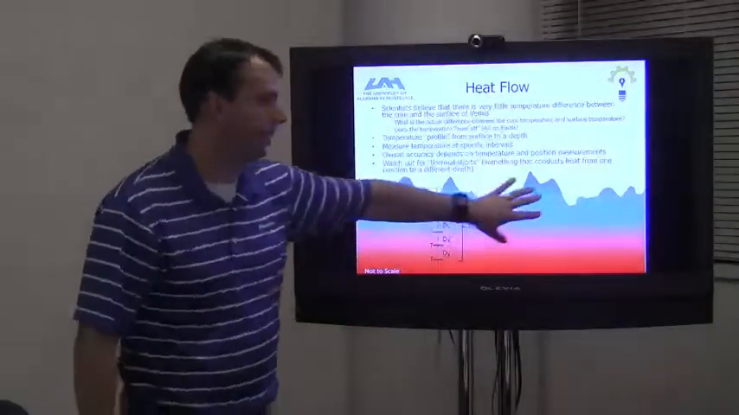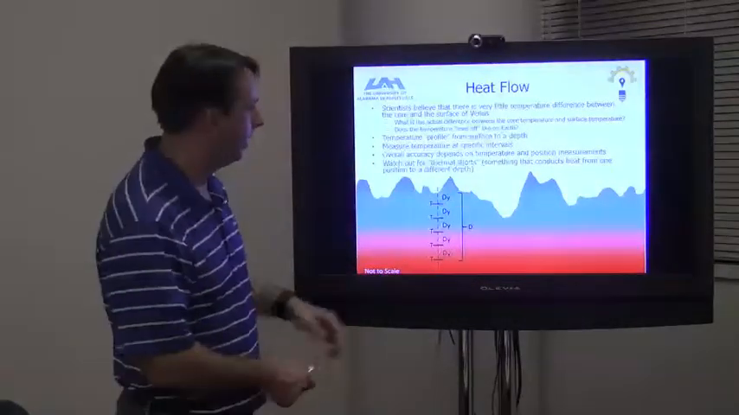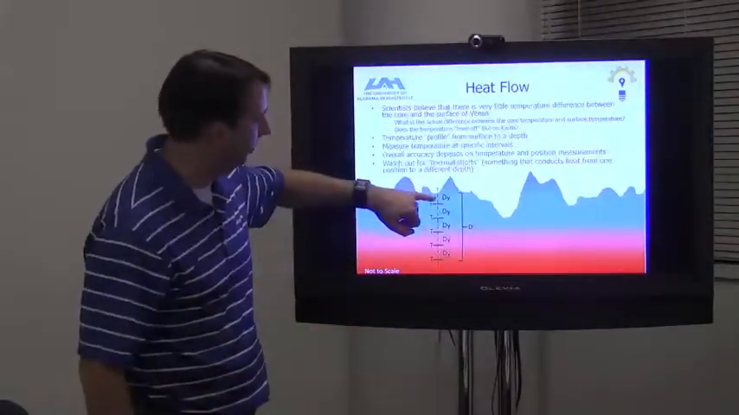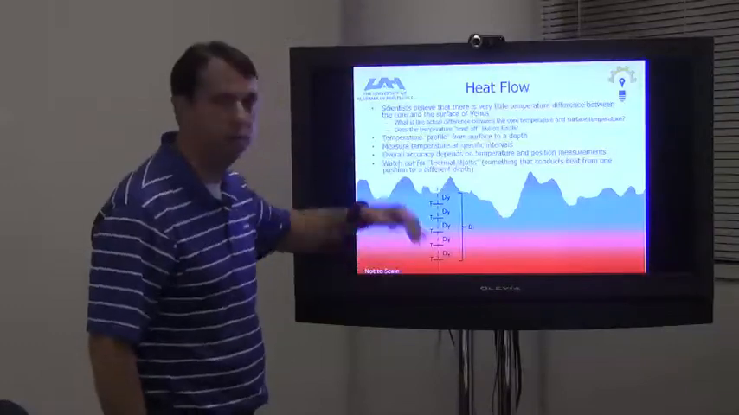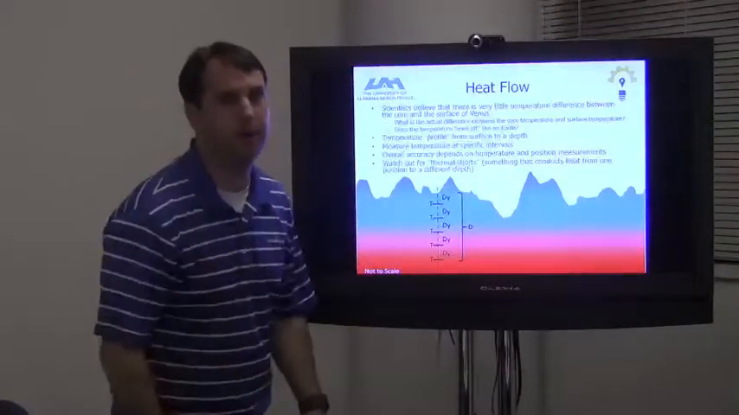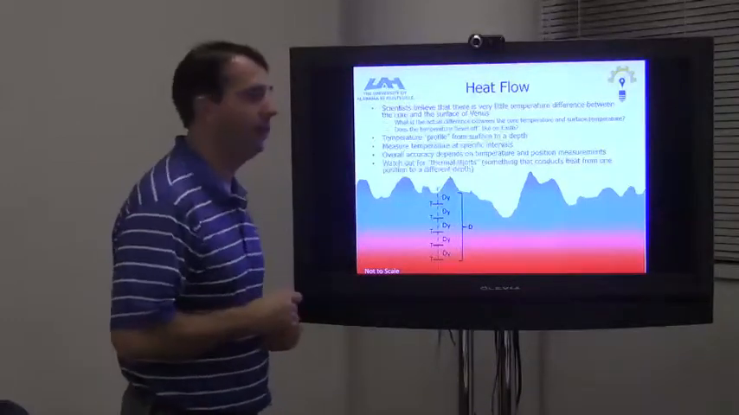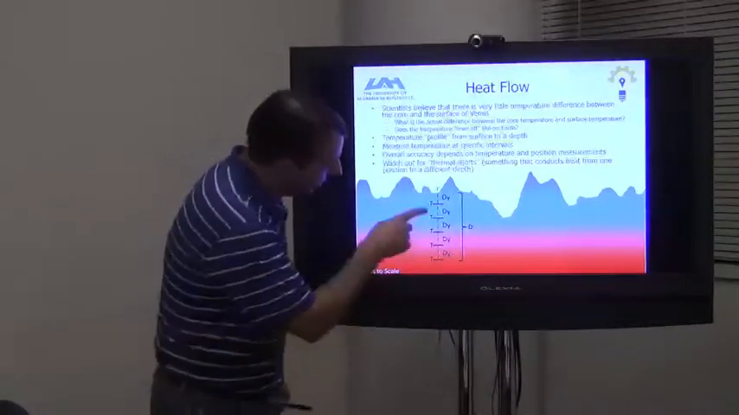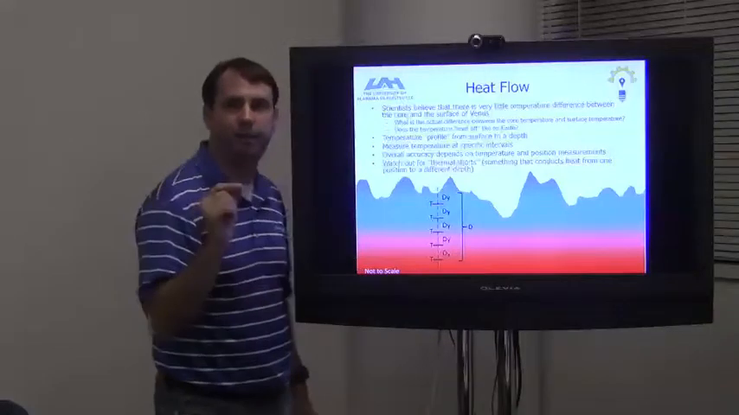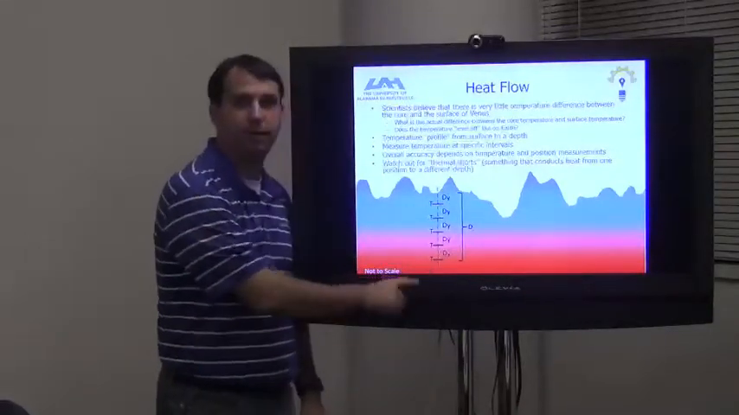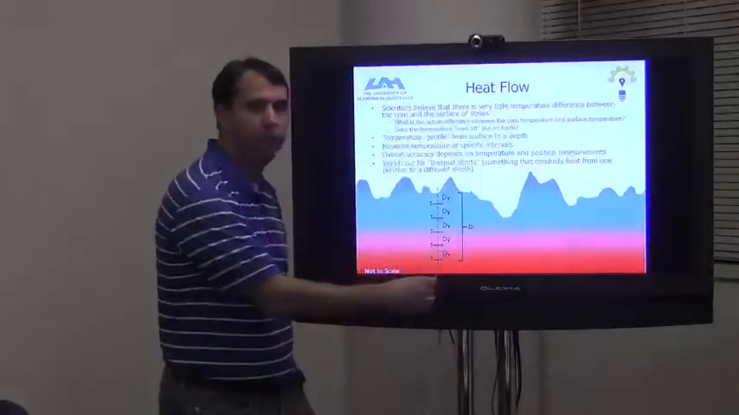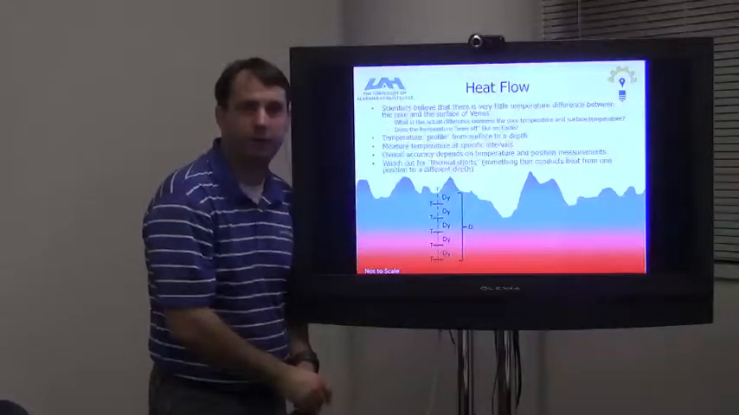Heat flow. Again, another great drawing. Heat flow, like I said, you're going to measure the temperature at the surface and then at intervals as you go down. And you want to get as deep as possible, and you want to measure as many intervals as possible. You don't necessarily have to know what this bottom location is, because if you have something that hits the ground, you might not be able to control how deep it goes.